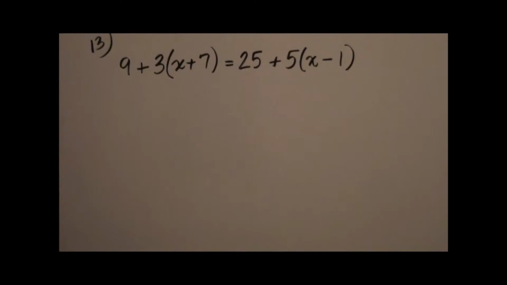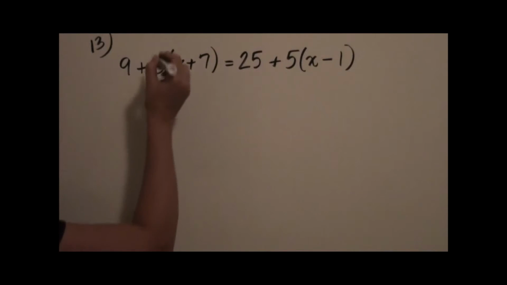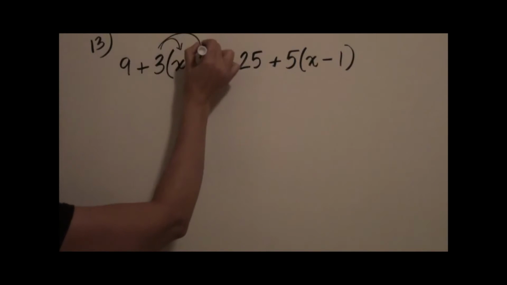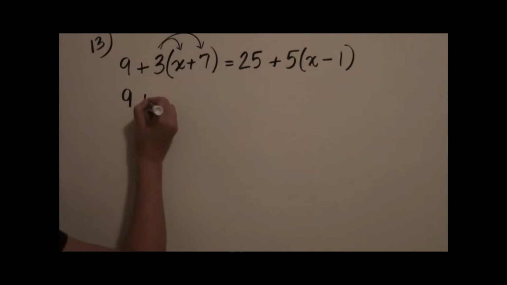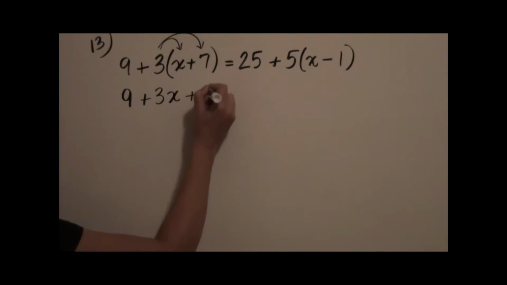Okay, problem 13. We have parentheses on both sides again. We need to distribute before we think about combining any like terms. We have a 9 out in front. It's not impacted by the parentheses at all, so we just bring it down. We have a plus 3 times a positive x, so we write plus 3x. Plus 3 times plus 7 gives me plus 21.